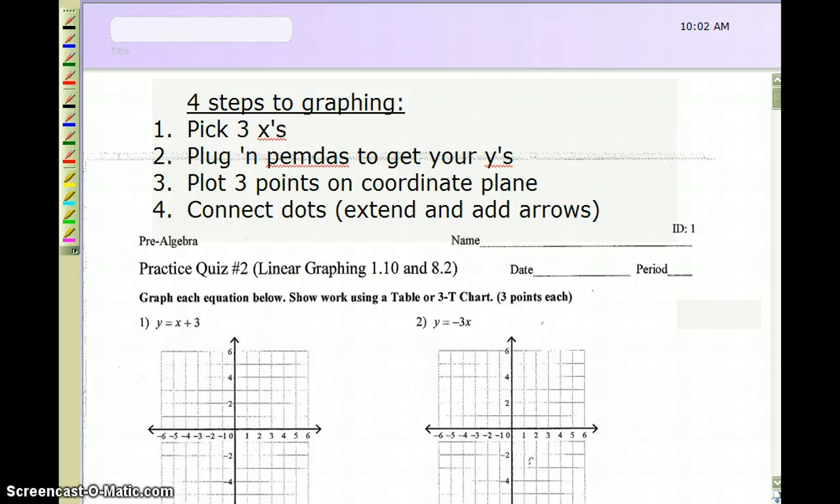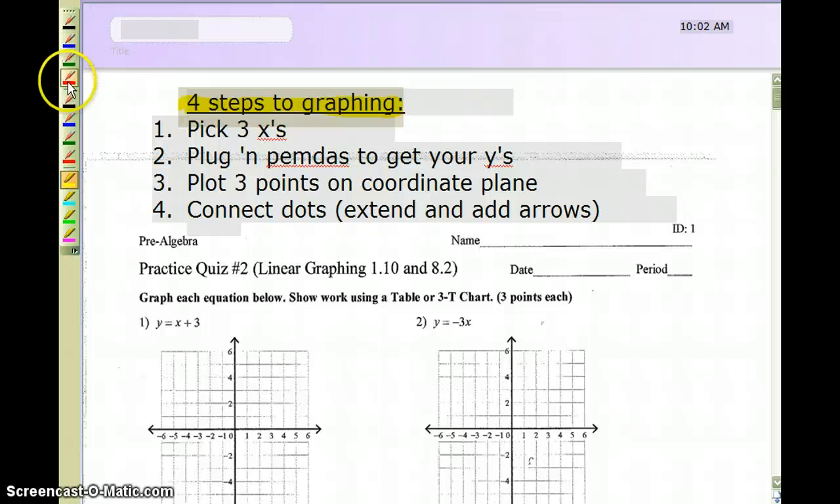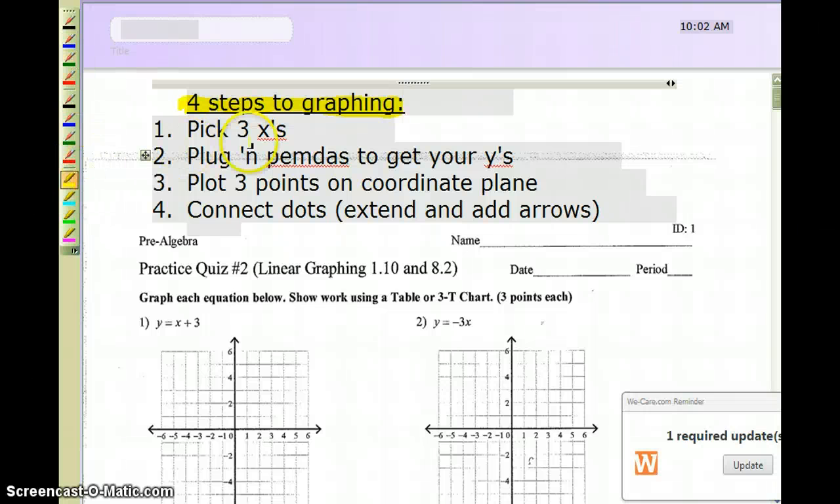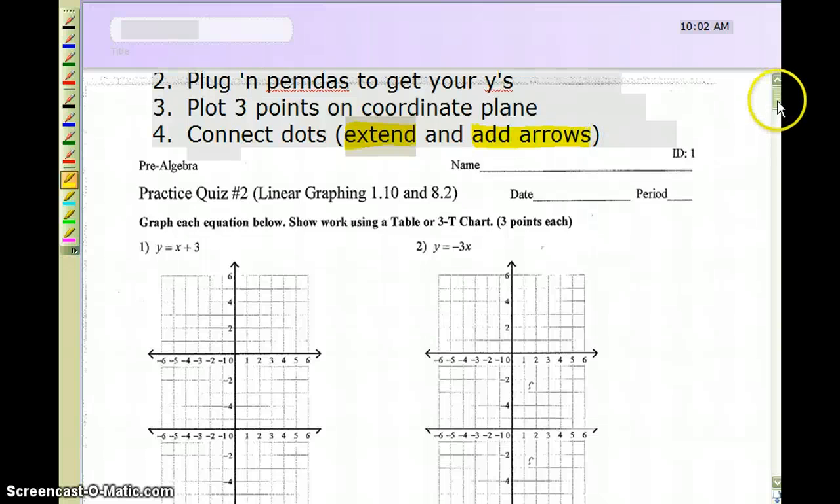Up here I have highlighted for you the 4 steps to graphing. You will have to know how to graph tomorrow in your quiz. I'm making sure that you do these 4 steps, picking your 3 x's, plugging it in and doing PEMDAS to get your y's, and plotting your 3 points on the coordinate graph, and then connecting your dots. Making sure that you extend your lines after you connect the dots, and that you add arrows because lines go on forever and we need to represent that correctly.